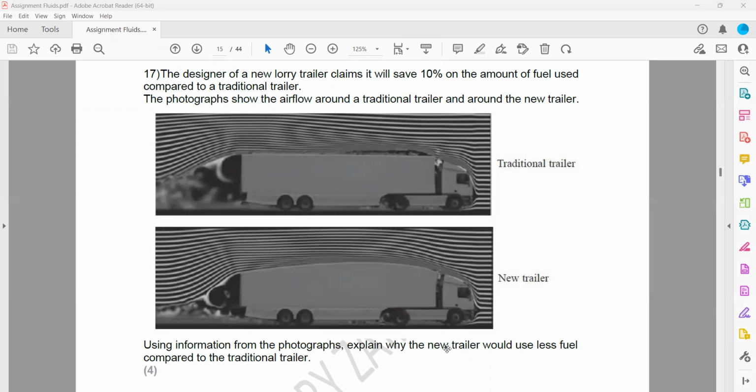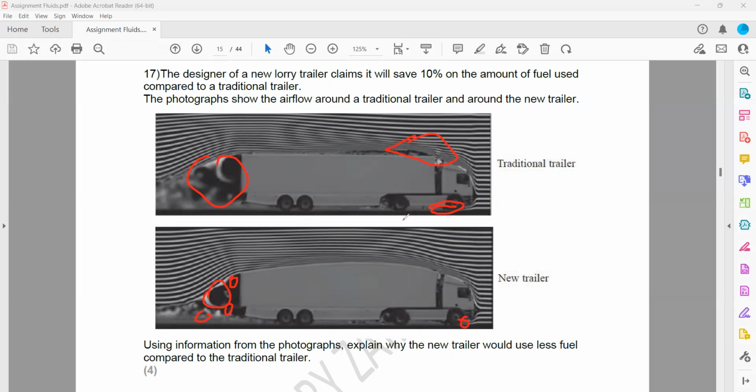So for the same amount of fuel, the lorry or trailer with the new design can go a farther distance, as it is not using so much energy to do work against the air resistance. Here the old design was having more turbulent flow around it. You can see here more turbulent flow. But the new design, which is more streamlined, has a turbulent flow only in a small area.